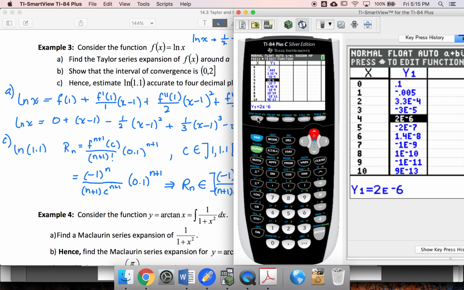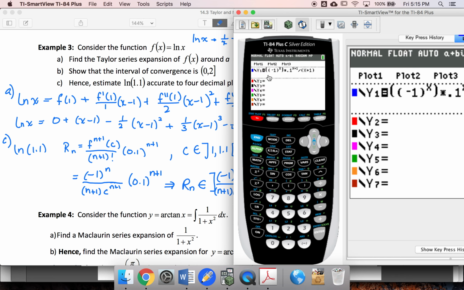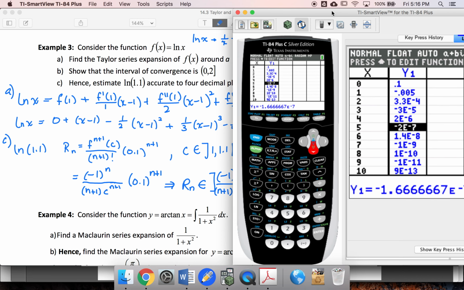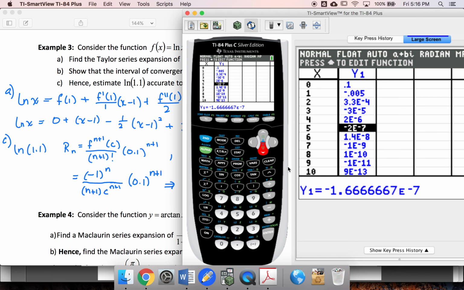So I've done that already. So I've put in my negative 1 to the x power times 0.1 to the x plus 1, divide by x plus 1. I'm looking at my table. If I come over into the values, I can see a more than I see in my table. So this is too much. I don't need that many terms. All right, negative 0.25. So the negative doesn't matter.